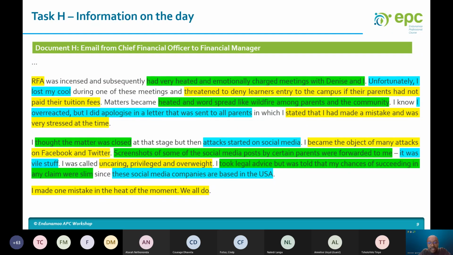I know I overreacted, but I did apologize in a letter that was sent to all parents, in which I stated that I had made a mistake and was very stressed at the time. I thought the matter was closed at that stage, but then attacks started on social media. Okay.